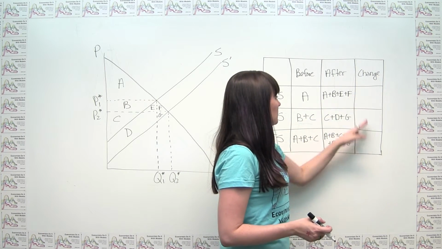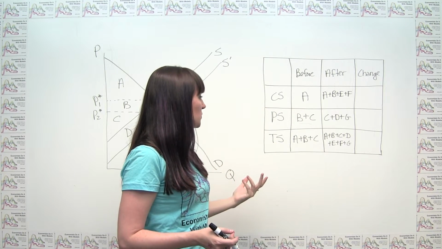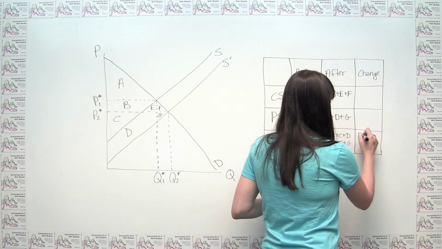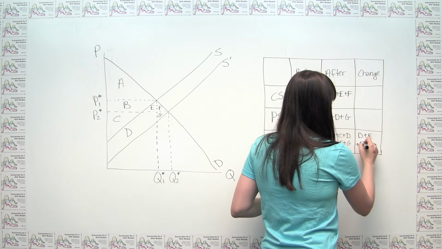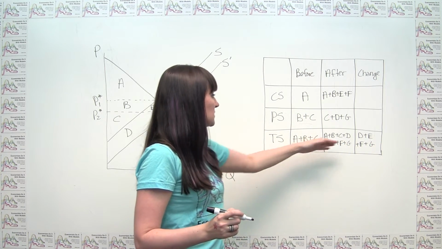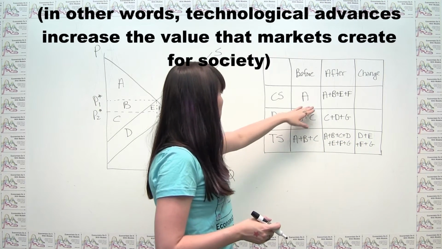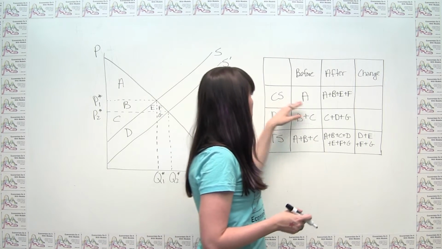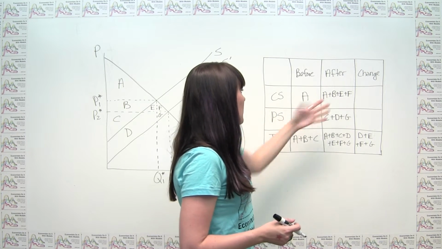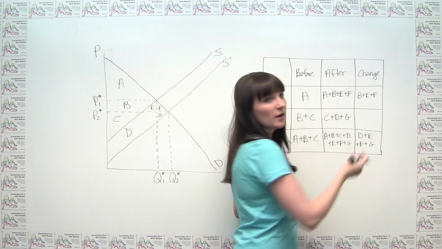So now we can go through and we can investigate these changes. And we can see, for example, that the change in total surplus in going from here to here, well, we added in D plus E plus F plus G. So we get an unambiguous increase in total surplus because of this increase in supply. We can also look at consumer surplus and say that there's an unambiguous increase in consumer surplus because in going from before to after, they added B plus E plus F.